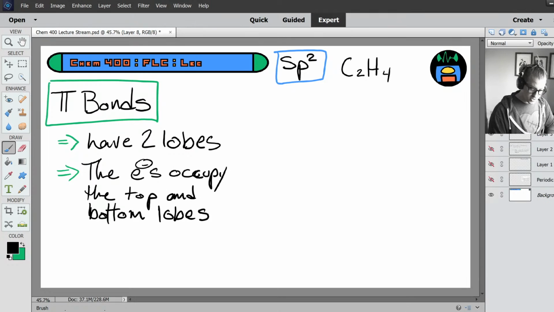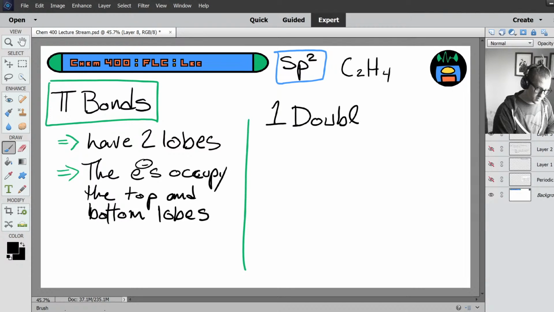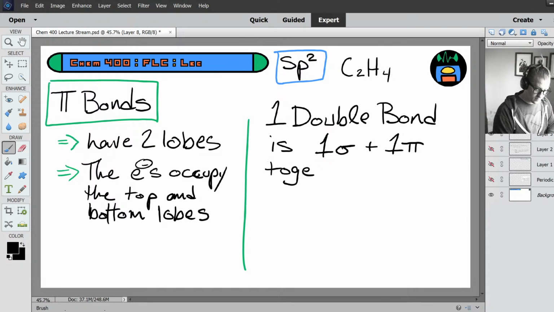They're both in the top and the bottom. And then it's important to realize that a pi bond is not a double bond. All right? One double bond is one sigma and one pi together. It's a really common misconception to think that double bonds are pi bonds. Not true. Double bonds are a sigma in between the two nuclei with a pi bond layered above and below it simultaneously.